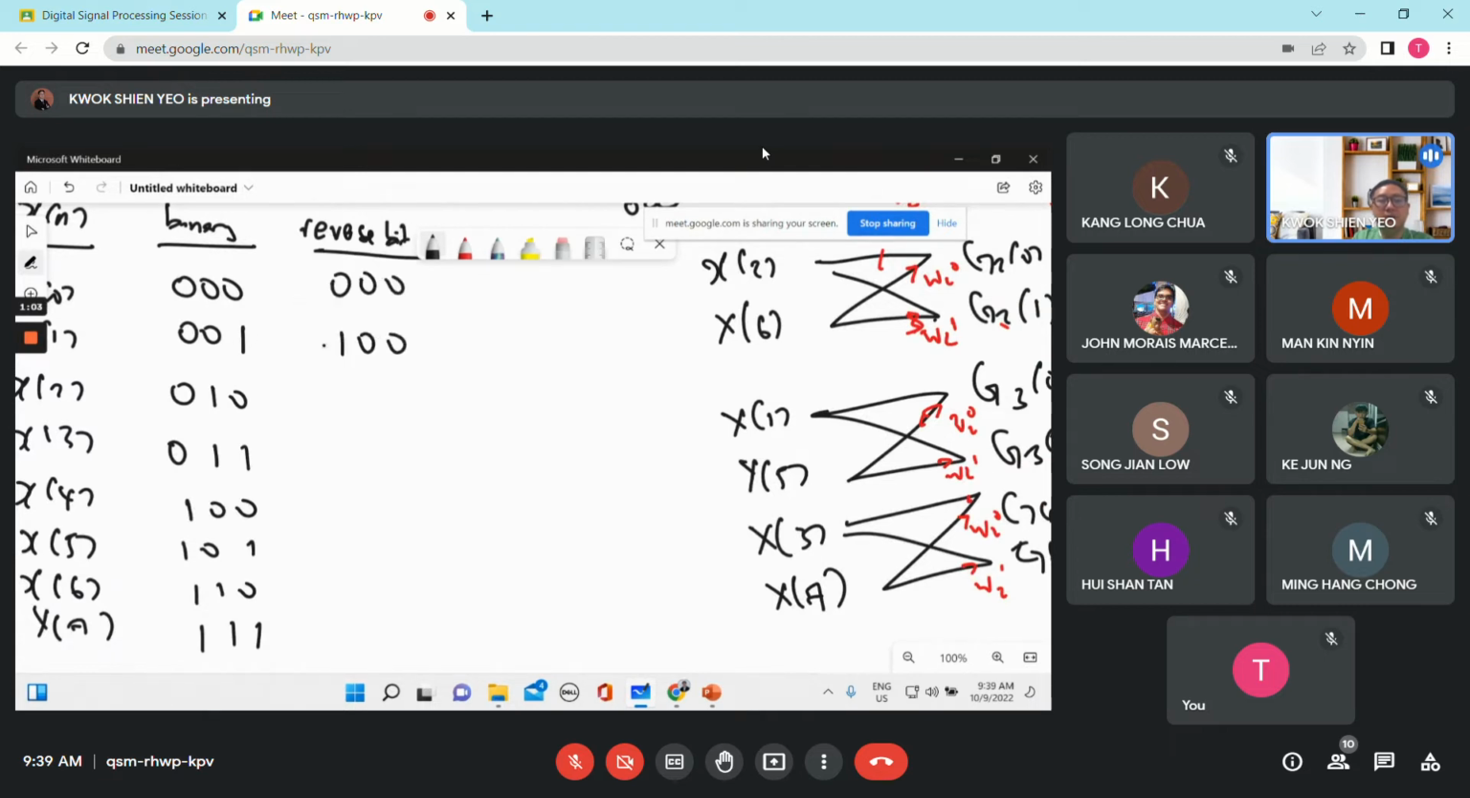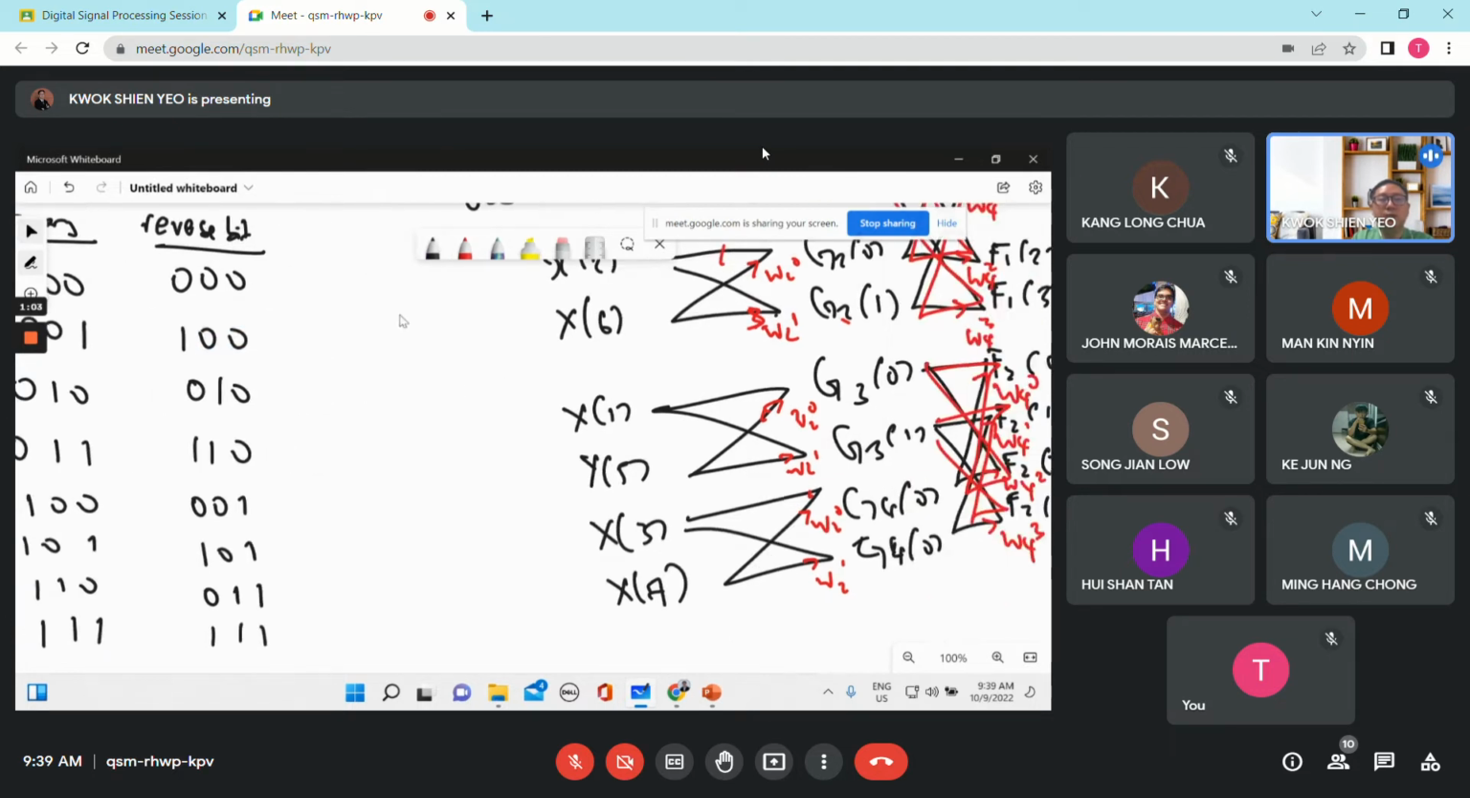Right, so this one fold it, this one fold it, stay the same. This one fold, this one fold, this one fold, this one fold, this one fold. Okay, then you convert it back to the decimal representation. Then you see that it is 0. This is 4. This is 2. This is 6. This is 1, 3, 5.